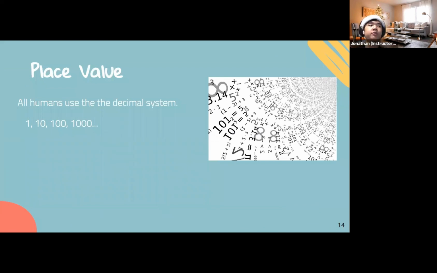So this is all familiar to you. Place value is what we're going to be learning right now. So all humans, all of us, me, you, your mom, your dad, all use the decimal system. So what does that even mean? Decimals, isn't that like 1.2, 1.35, 0.67? Those are decimals, but the decimal system means that you count by 10.